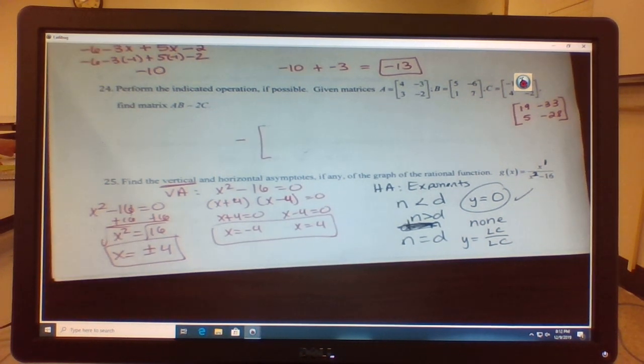Okay, anything else? Beautiful. The first one, number 20, plug it into your graph. That's how you're going to find the answer.